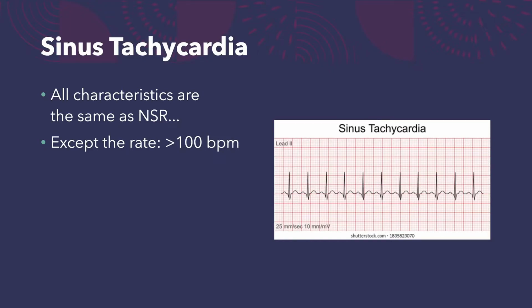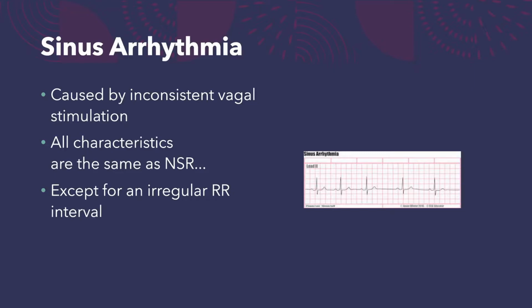Sinus tachycardia can also be normal, especially in response to exercise. Everything looks normal and regular. P waves are present. RR intervals are consistent. The rate is just very high. So let's do this: 1, 2, 3, 4, 5, 6, 7, 8, 9, 10, 11, times 10, 110. So it's over 100. So this person is tachycardic. This is sinus tachycardia.